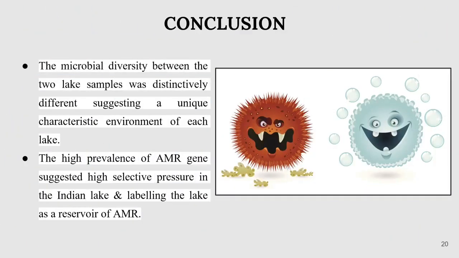To conclude, the microbial diversity between the two lake samples was distinctively different, suggesting a unique characteristic environment of each lake. Further, the prevalence of AMR genes suggested high selective pressure in the Indian lake, labeling the lake as a reservoir of AMR genes. The findings of this study indicate that the taxonomic distribution and AMR gene prevalence can be used to explore the characteristics of the environment itself, using metagenomic analysis as a tool.